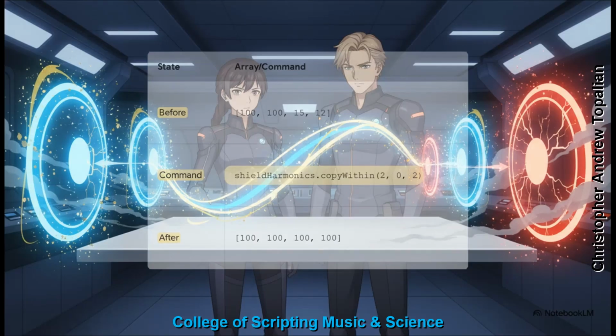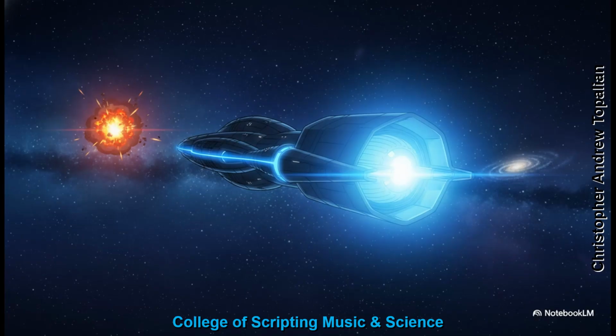Look at this buffer. Our front shields are holding strong at 100%, but the rear shields are critical, so we execute the command, copyWithin(2, 0, 2). This targets index 2 and copies from index 0 up to index 2. And the result? The healthy front shield values are instantly copied right over the failing ones. And just like that, shield harmonics are normalized. See, we didn't add any new shields. We just realigned the energy within the existing buffer. That's a successful high-performance maneuver.